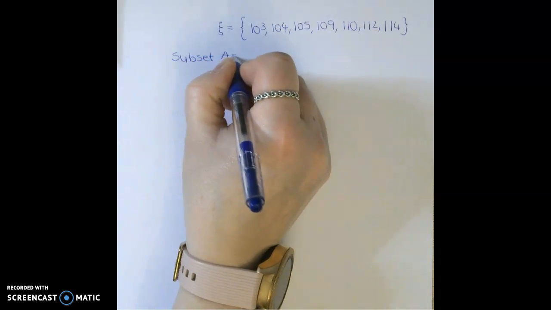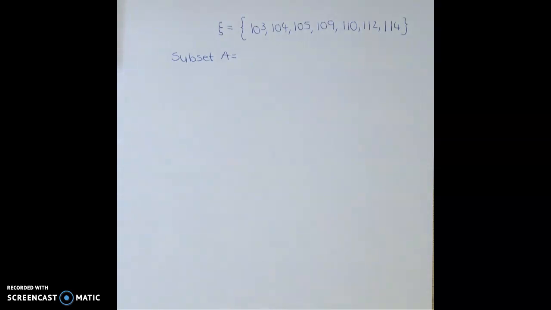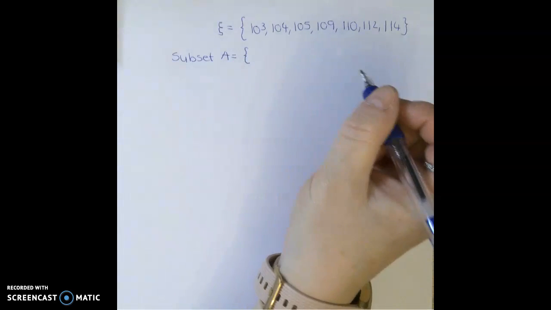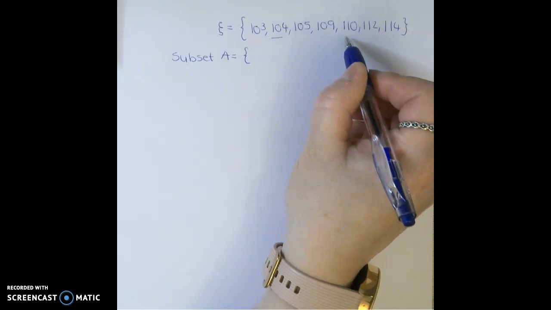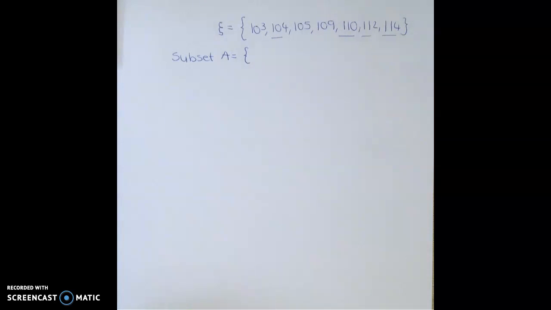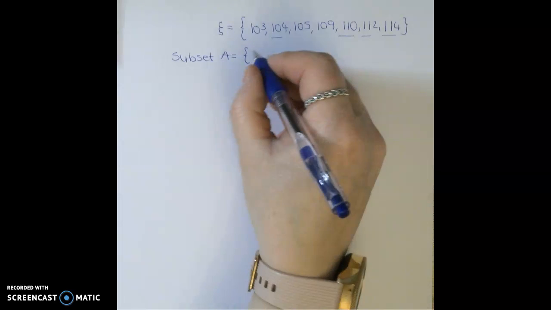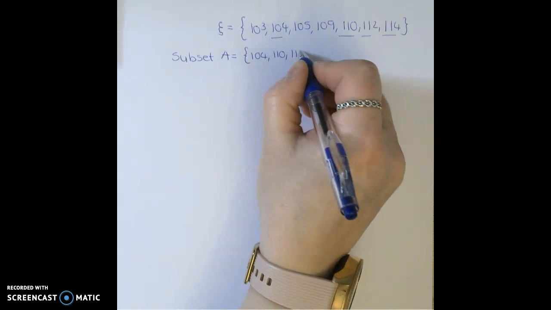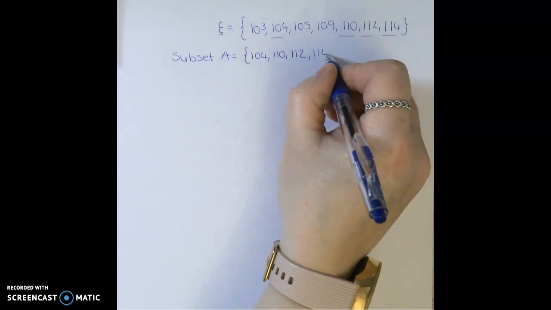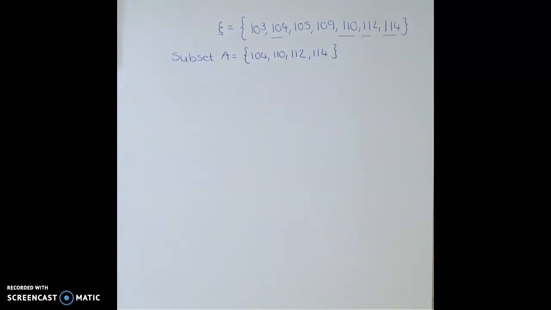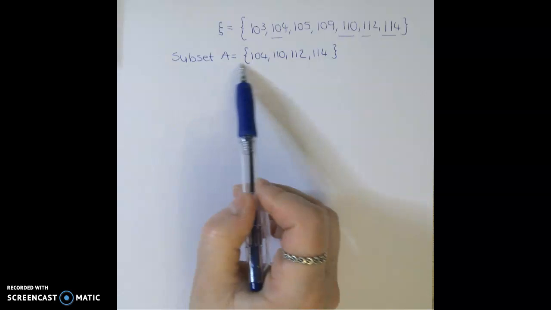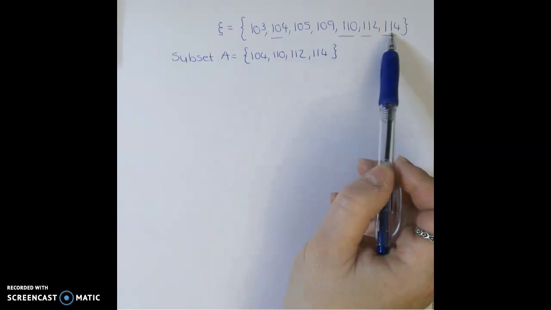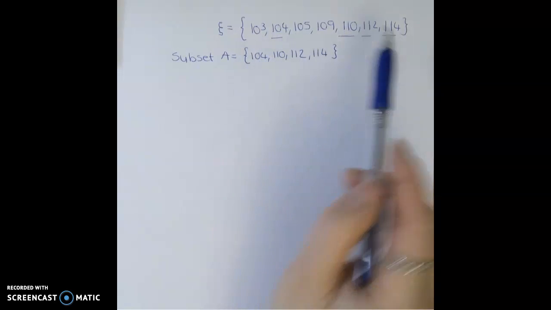So we have subset A here, and subset A is made up of even numbers. So from our universal set, we can pick out all the numbers which are even numbers, and they form our subset A. So that's 104, 110, 112, and 114. So that is the first part of the question. We need to work out what is in set A. And set A is made by the numbers that are in the universal set, and only these numbers.